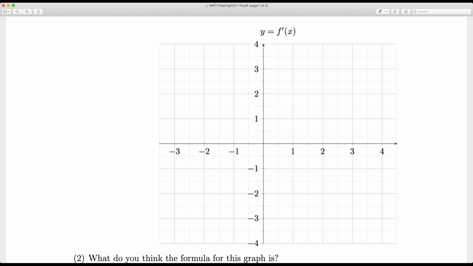Let's take the example f of x is x squared. Perfectly fine. Pick a couple different values of a. For example, a equals 0. Well, first off, if I graph this, what do I get? Something like this. So at x equals 0, what's the slope of the tangent line at that point?